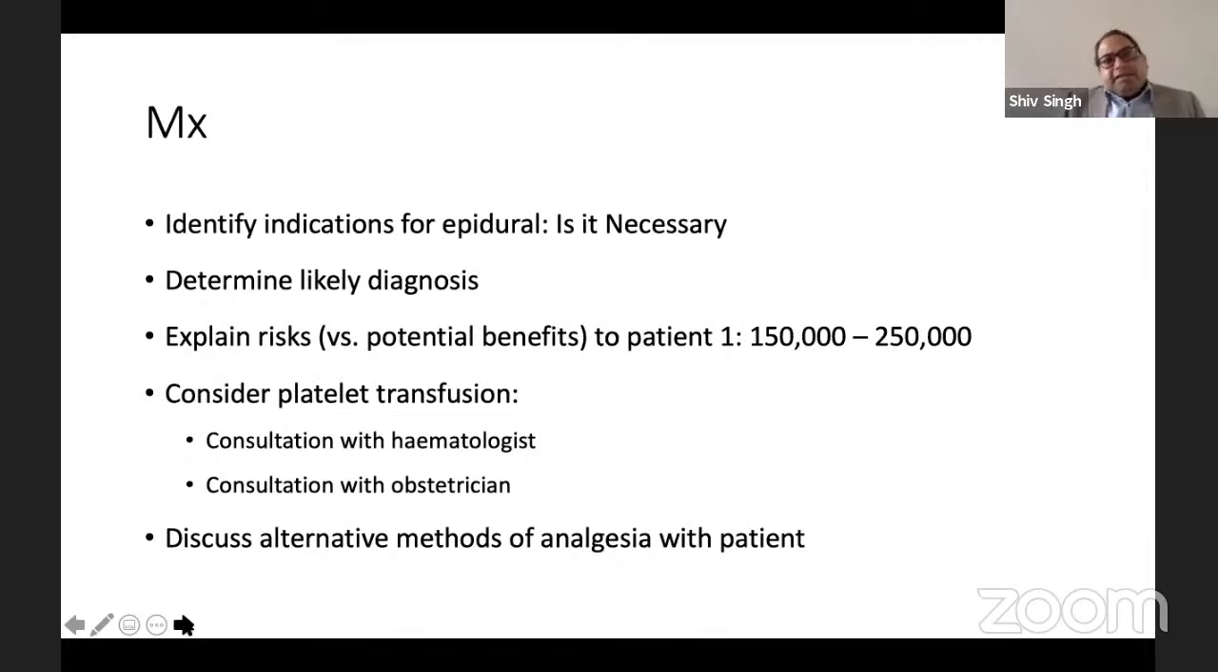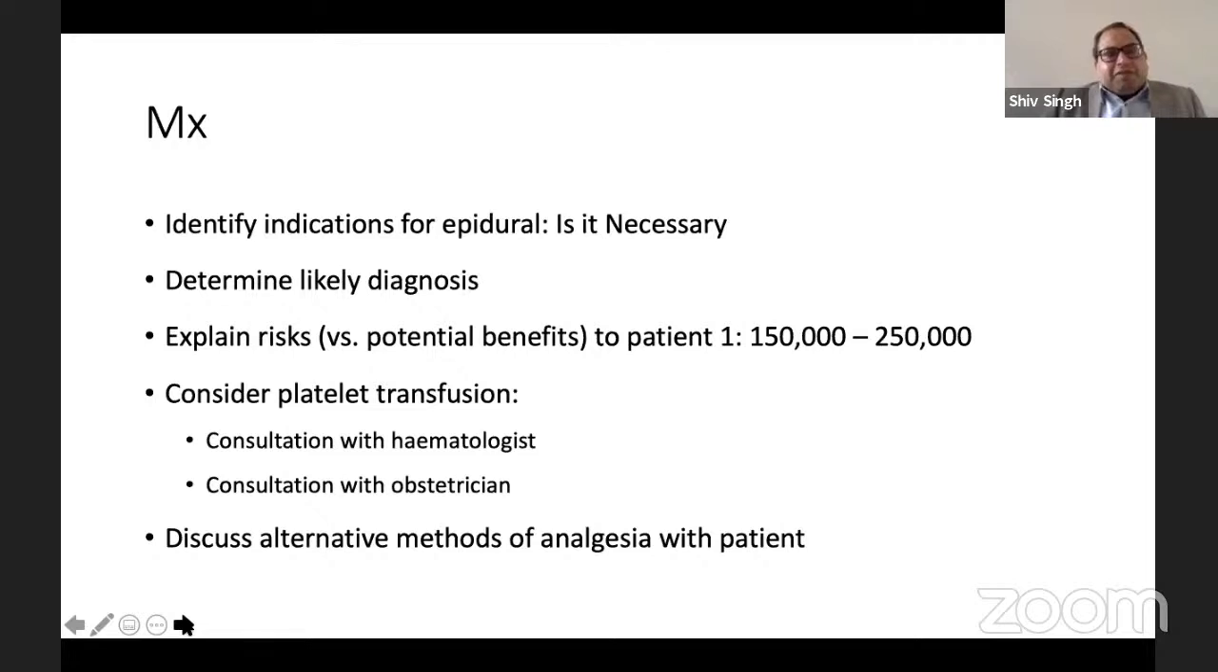So how do you manage it? First of all, you need to decide, is epidural really necessary in this case? And then you have to look at and rule out the causes for the thrombocytopenia. You don't want to get into a mess where other complications are present.